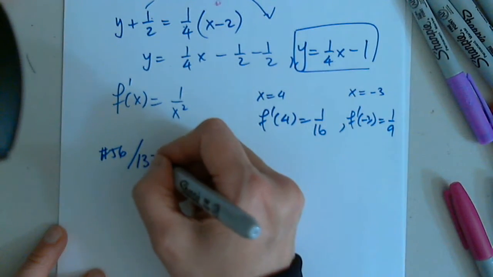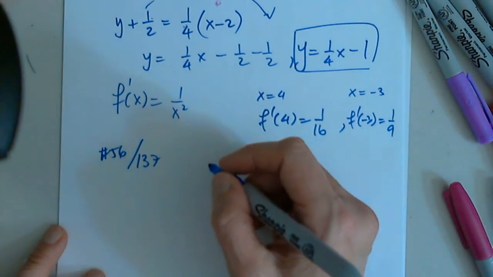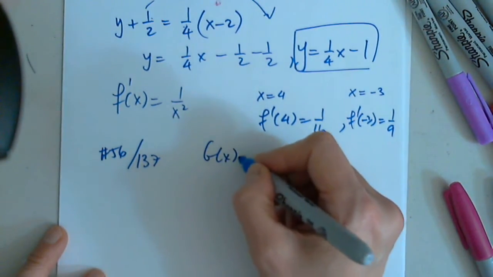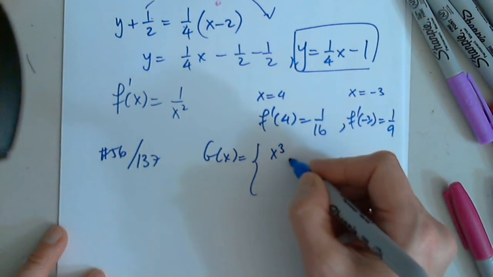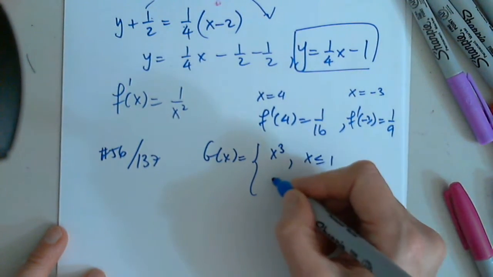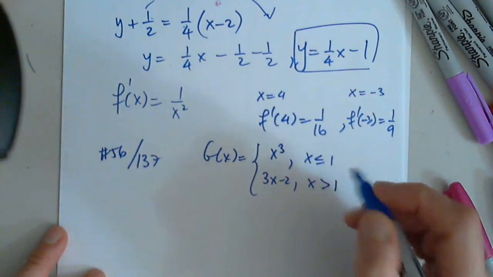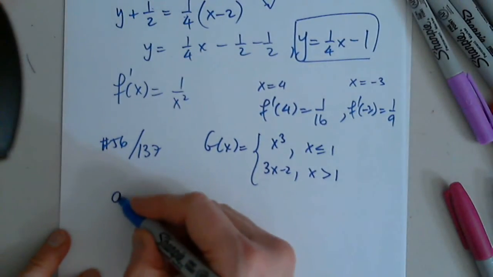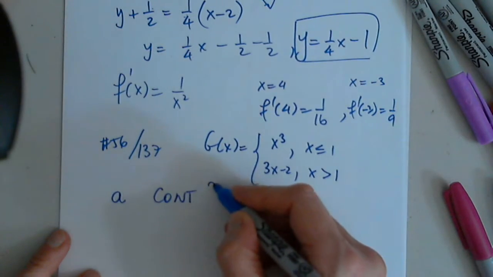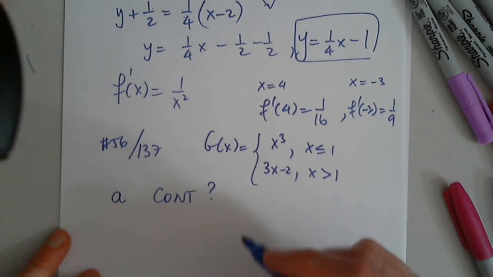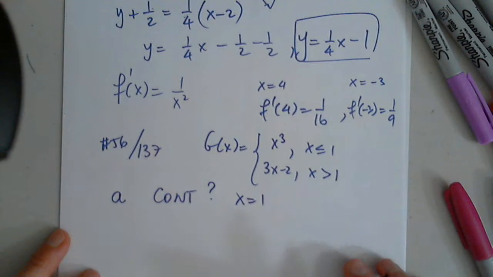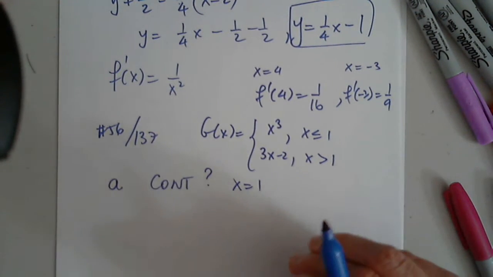And this is 137. So we have g of x equals x to the third for x less than or equal to 1, and 3x minus 2 for x greater than 1. In part A, they're asking us to find whether it's continuous at x equals 1. That's our first part.